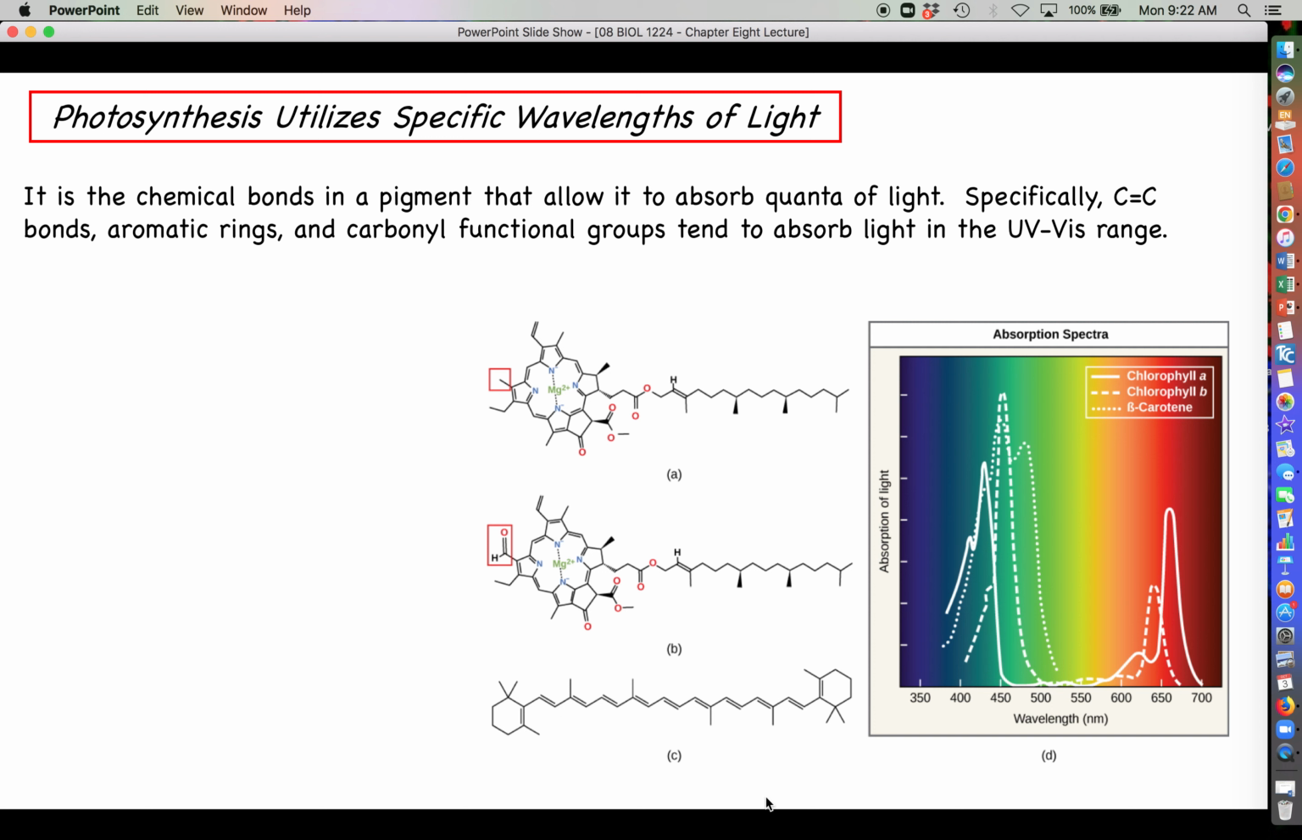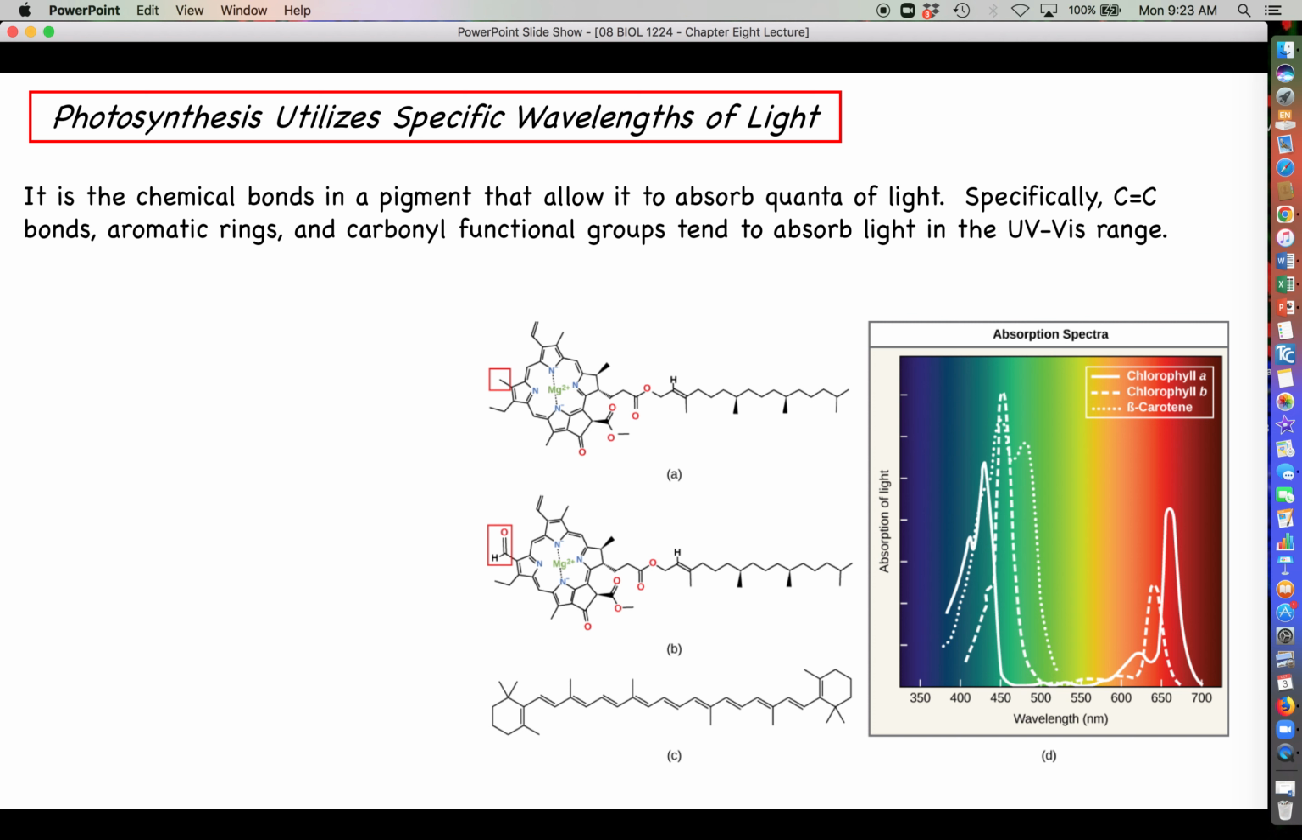Now, if we take a look at the molecular structure of these different pigments, chlorophyll A, chlorophyll B, and carotenoids, if you're curious as to why pigments absorb different wavelengths of light and why some chemicals do not absorb visible light, I'm probably not the best person to explain that to you. That's a lot of very complicated organic and physical chemistry. But the basic idea is that it's the chemical bonds within a pigment that allow that pigment to absorb quanta of light, specifically different wavelengths. Usually it's carbon-carbon double bonds, aromatic rings, and carbonyl functional groups that tend to absorb light the best in the UV to visible range.